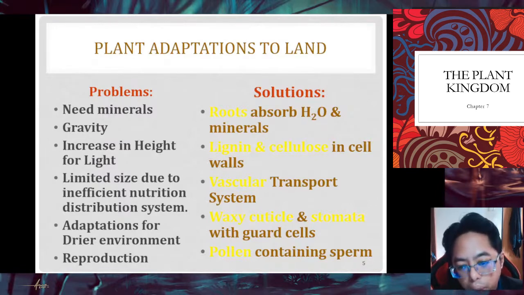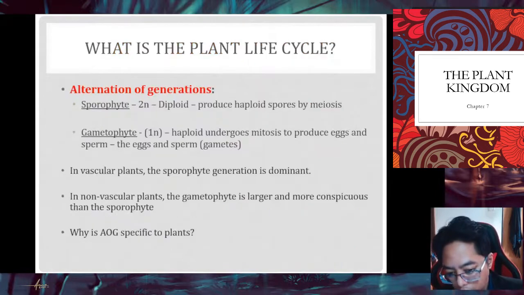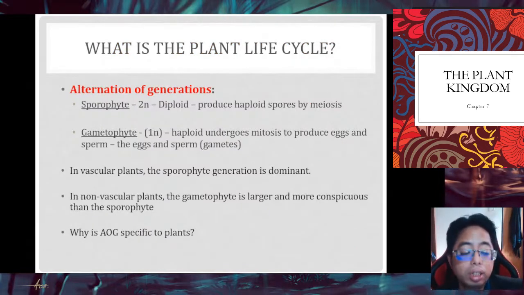Back when they were in the aquatic environment, they were able to reproduce in a very easy way. They can just do budding. Okay, but for land, they need to actually have variety. They need to have a cell that is able to move, so they have pollen turning into sperm. Okay, so the plant life cycle has alternation of generations.